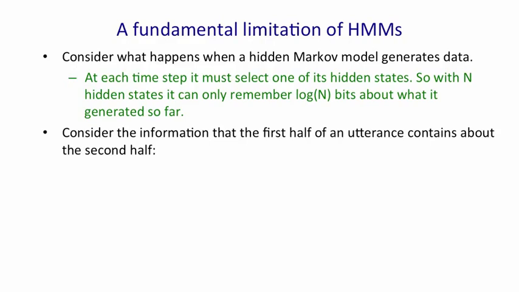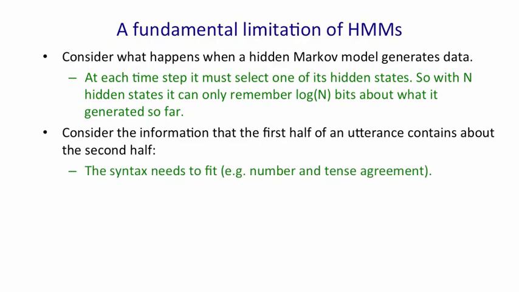So now let's consider how much information a hidden Markov model can convey to the second half of an utterance it produces from the first half. So imagine it's already produced the first half of an utterance, and now it's going to have to produce the second half. And remember, its memory of what it said for the first half is in which of the n states it's in. So its memory only has log n bits of information in it. To produce a second half that's compatible with the first half, it must make the syntax fit. So, for example, the number and tense must agree.